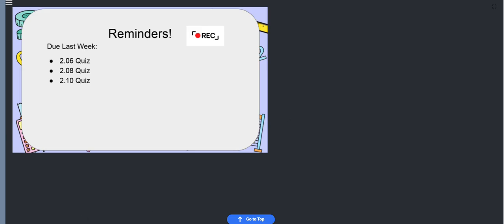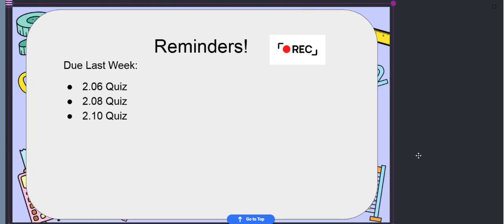Okay, so we are going to move forward here, and first let's talk about reminders. Last week you had 3 homework assignments, 3 quizzes. You had the 2.06 quiz, the 2.08 quiz. Those were both on adding and subtracting mixed numbers and fractions. And then 2.10 was multiplying fractions, which is just what we did our warm-up on. If you have not done any of those, make sure you are making those up quickly, because Unit 2 ends next Monday. A week from today, you will have your Unit 2 test. You need to make sure that all of your work is caught up.